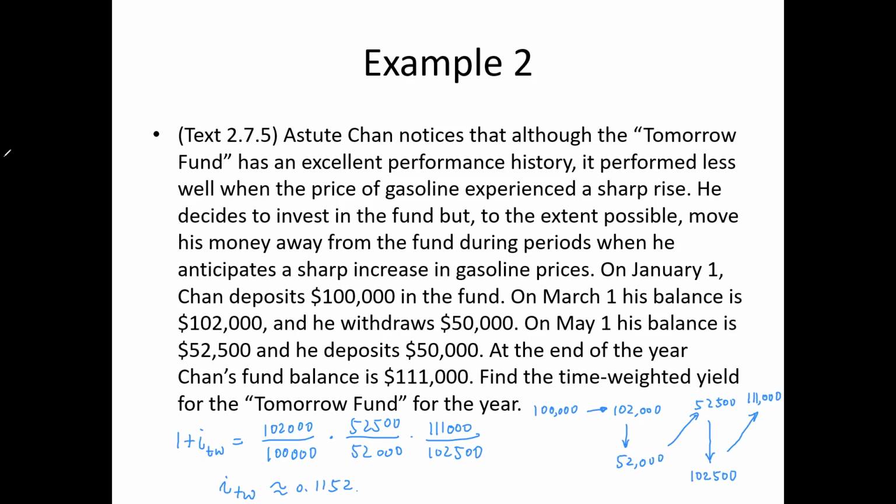So that's the annual time-weighted yield rate. The dollar-weighted, what is that? It's about 12%. So Chen was indeed astute. All right. I think that's about it.